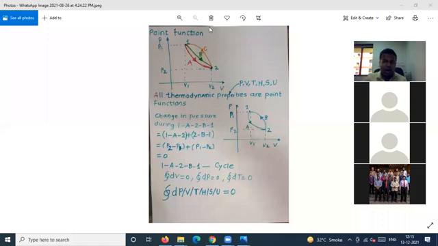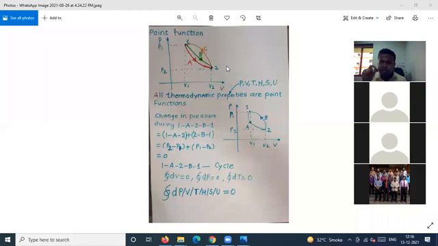Okay, now let us come to the point: what is called a point function? Now see, when I move from point number 1 to point number 2, try to understand. When I move from point number 1 to point number 2 through path A or path B or path C, I will be reaching the same point.